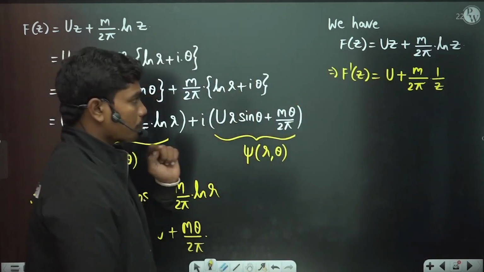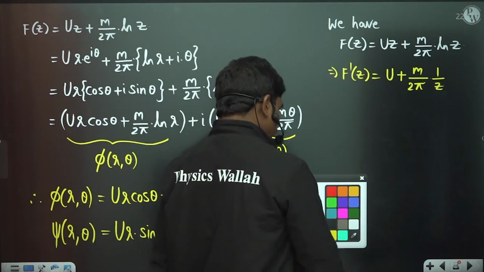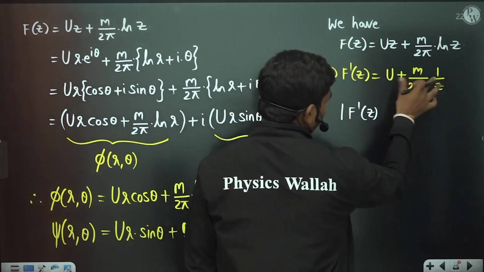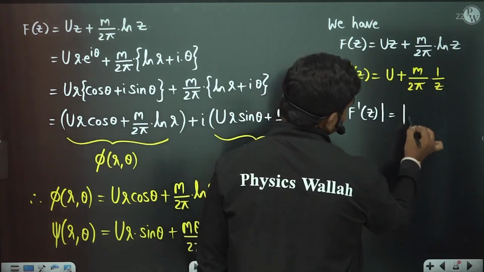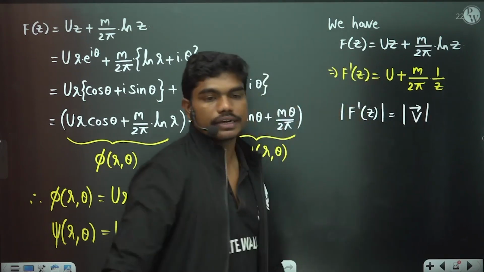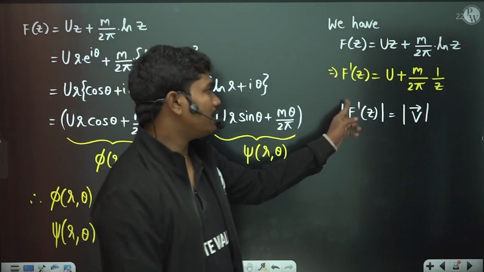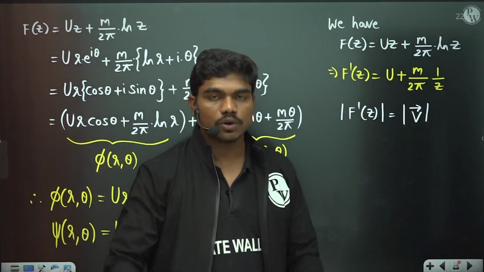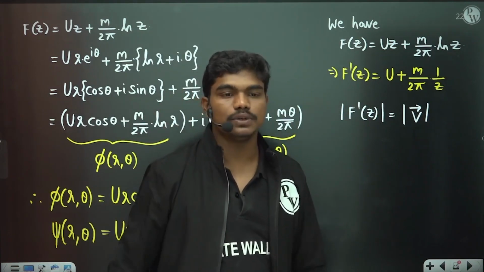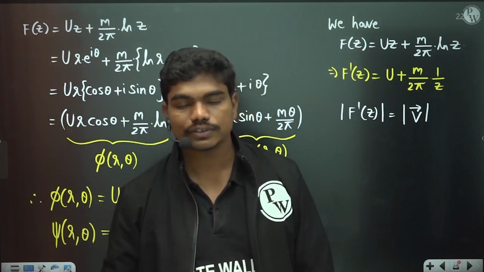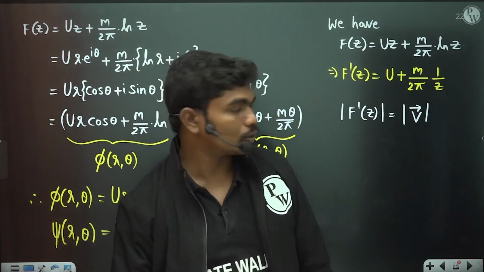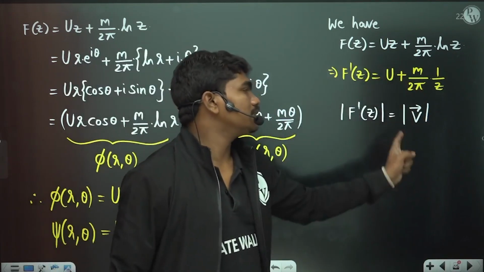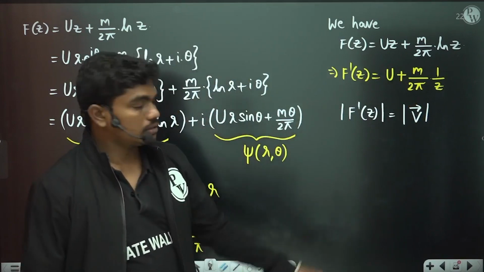Now try to understand one thing. If you observe carefully, I told you already, the magnitude of this f dash of z, because this is some complex number, is equal to the magnitude of velocity at that point. Yes or no? Correct? Because f dash of z can be written as u minus iv, or maybe u r minus i times of u theta. So if you calculate the magnitude of that complex number, you will get either square root of u square plus v square, or square root of u r square plus u theta square, correct? So if you calculate the magnitude of f dash of z, then we have the velocity.